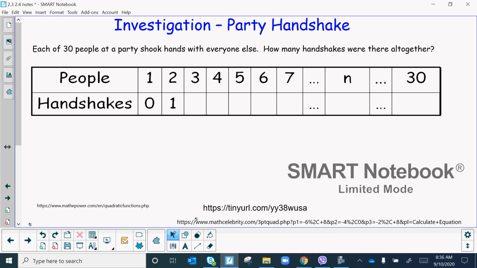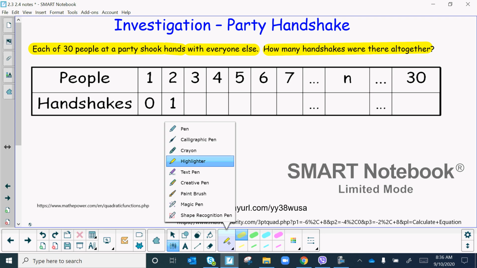So let's start off with one particular story problem, okay, or word problem. It says each of 30 people at a party shook hands with everyone else. So there's 30 people at this party and everybody shakes hands, okay? How many handshakes were there all together? And I don't think anybody got COVID. So the question is how many total handshakes?